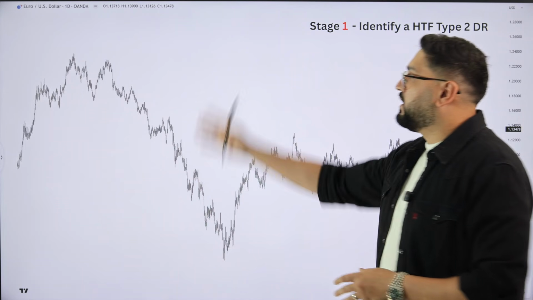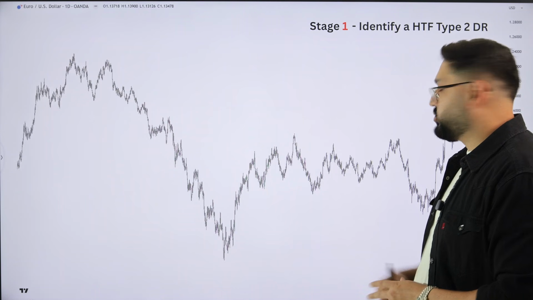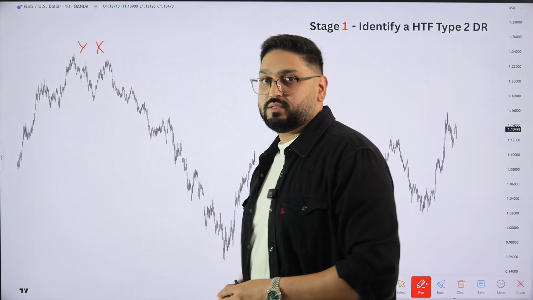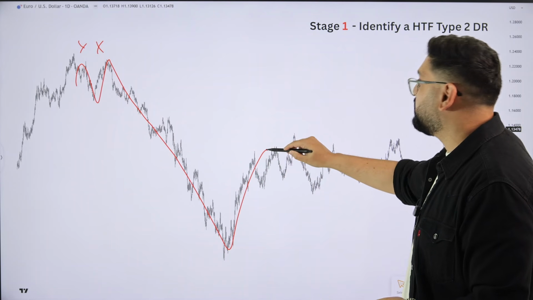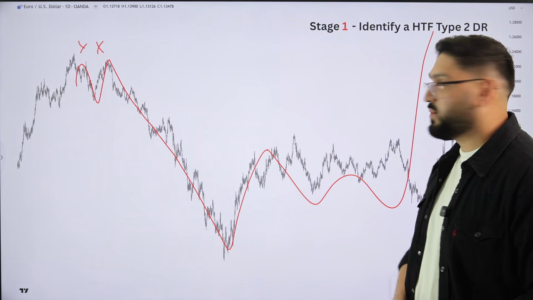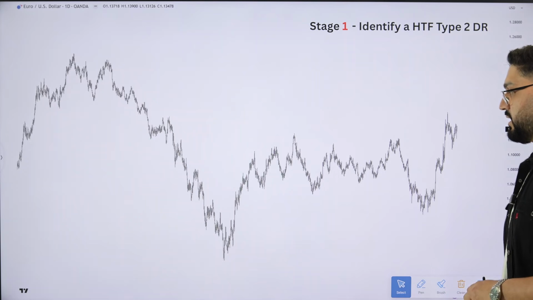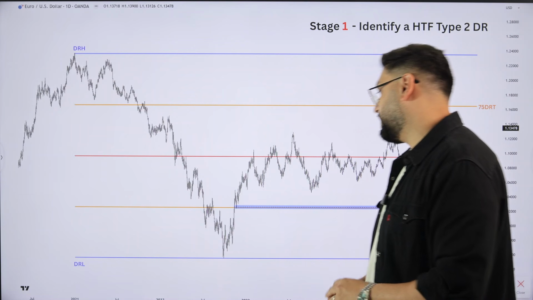Anyway, here we have the euro dollar on a daily time frame. Straight away, you should be able to spot these equal highs. So you can see that here we are in a type 2 dealing range where we anticipate the market to run higher. We can grade this type 2 dealing range from our dealing range high to our dealing range low.